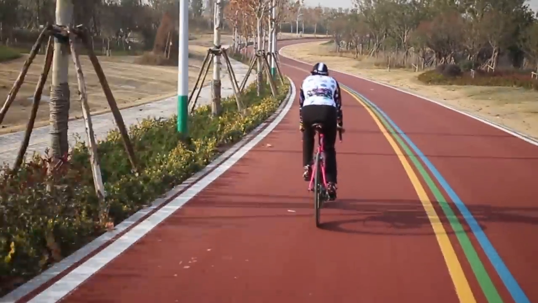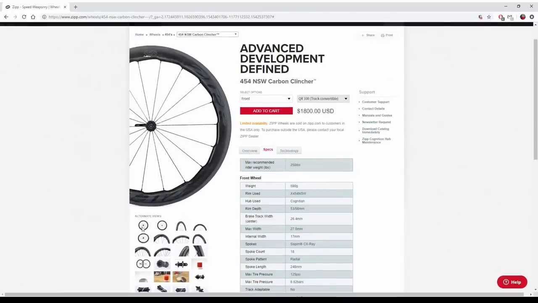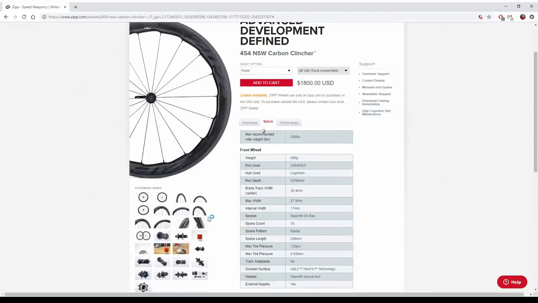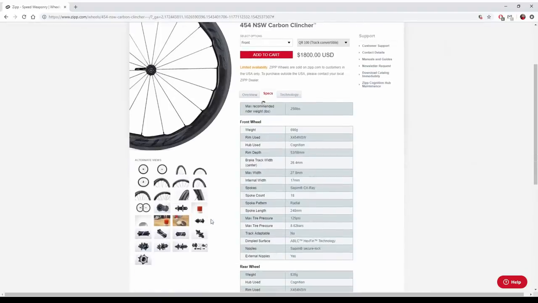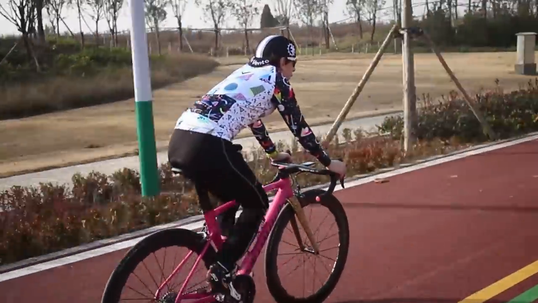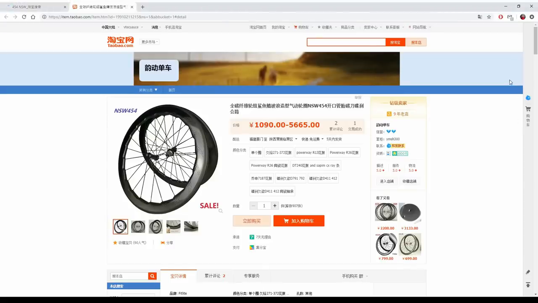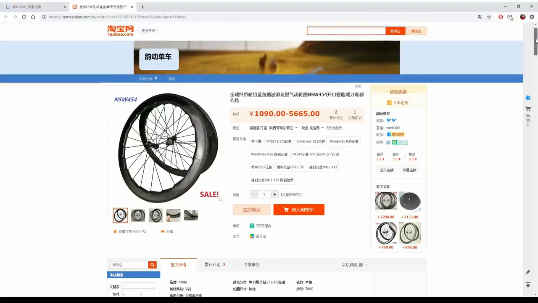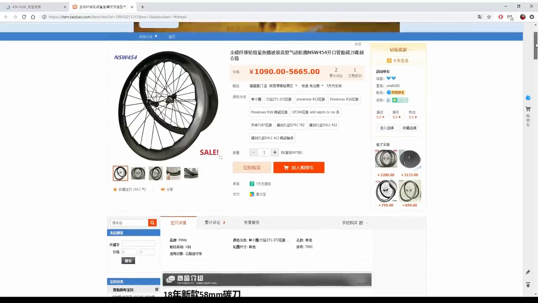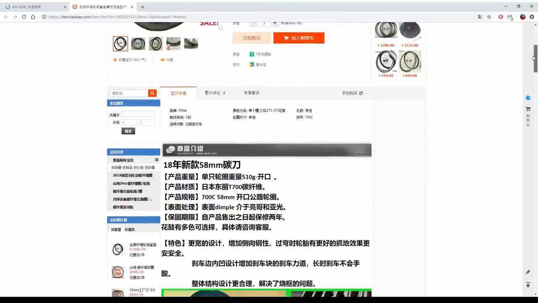At some point, I think we've all drooled over a set of Zipp 454s. The idea of being able to have a deep section wheel but still have crosswind stability thanks to the sawtooth profile. But that $4,000 price tag is worth more than the rest of my bike combined. So, when I stumbled across a set of familiar looking rims on Taobao, China's equivalent of eBay, I thought they'd be worth checking out. So I ordered a front and a rear rim.